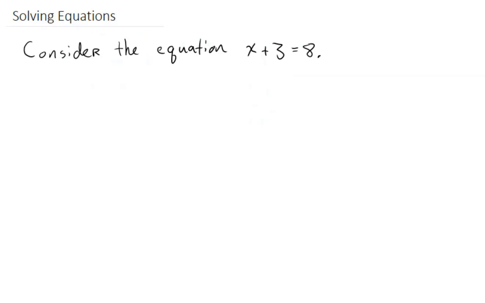Now let's consider the equation x plus 3 equals 8. Well, here the x is what we call the unknown. And so the question is what value does x need to be for this equation to be true? And I wrote a simple one so that we could see just by inspection what x needs to be. If x were 8, then this would be a true statement.